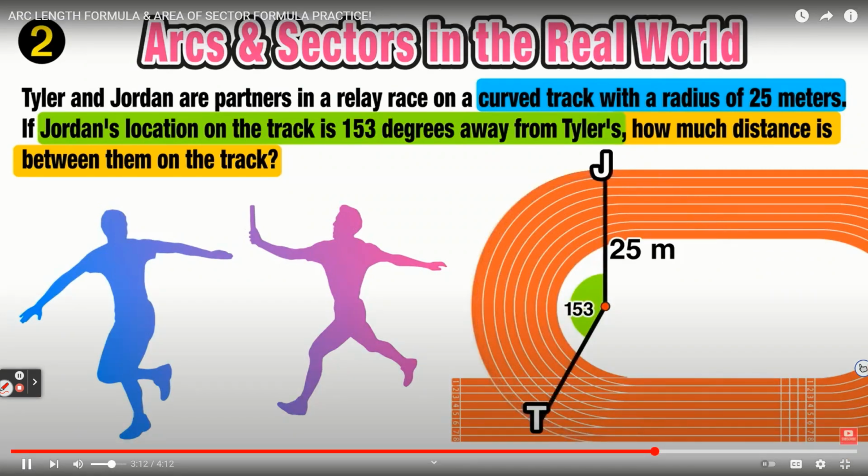Now it's important to visualize that Jordan's going to have to run on a curved path along the track until he reaches Tyler and hands off the relay to him. So, all right, just take a second and see if you can calculate that arc length there.